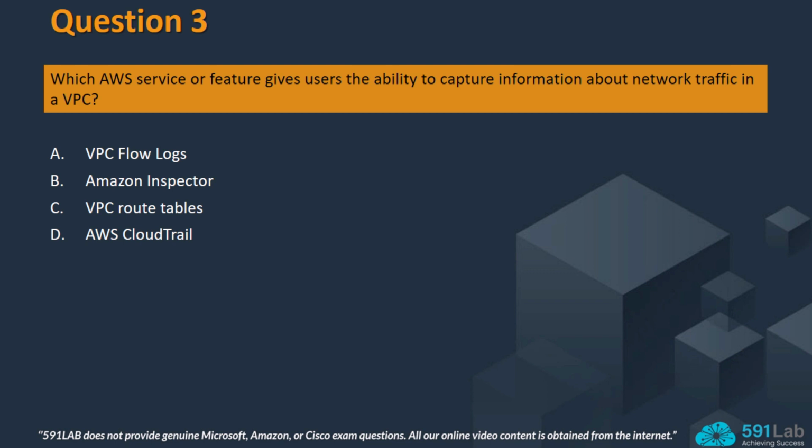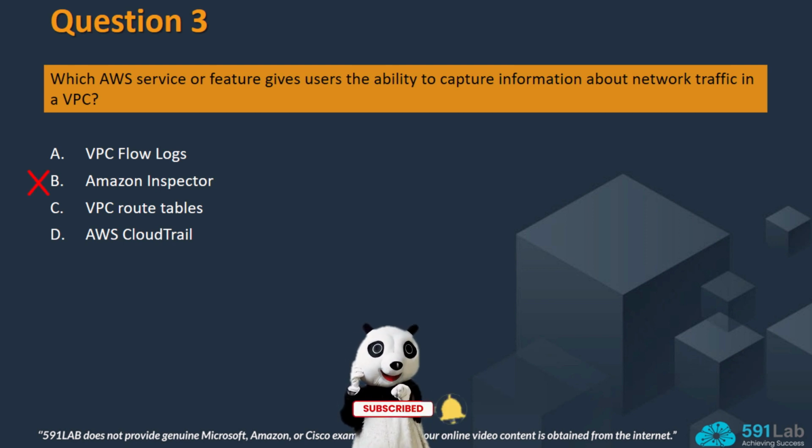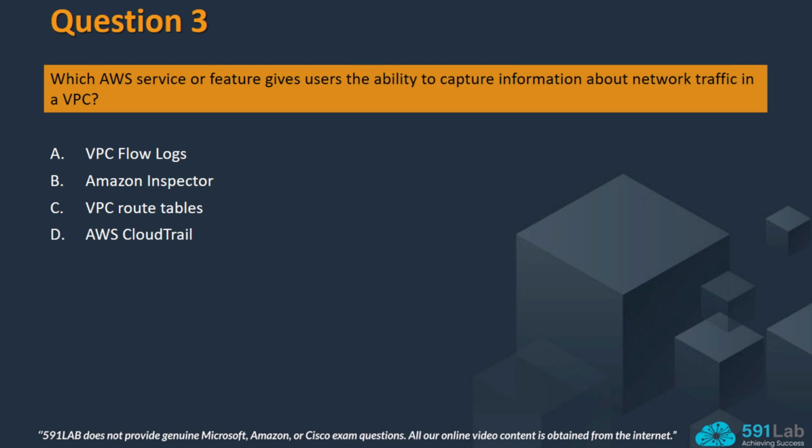Well, this answer appears to be accurate, but we will assess all the available options. Option B, Amazon Inspector. Amazon Inspector is a service for assessing the security and compliance for applications deployed on AWS, but it is not focused on capturing network traffic details. Therefore, this is not the correct answer. Option C, VPC route tables. Route tables are used for routing traffic within a VPC. While they are critical for controlling traffic flow, they do not capture detailed information about network traffic. This is also not the correct answer.